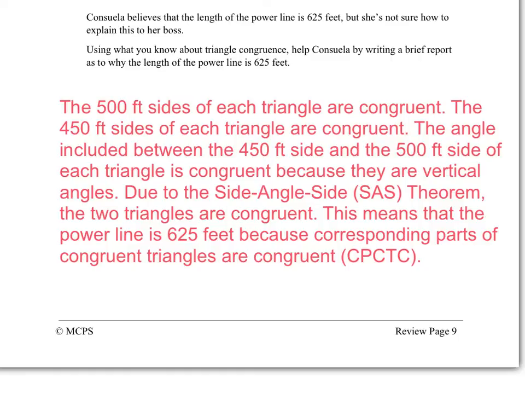So due to the side-angle-side theorem, SAS theorem, the two triangles are congruent. This means that the power line is 625 feet because corresponding parts of congruent triangles are congruent, CPCTC. This would be a good enough report to prove why the length of the power line is 625 feet.